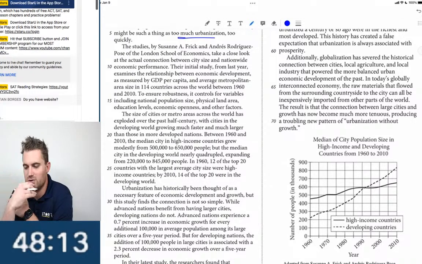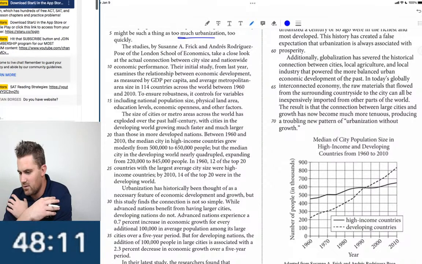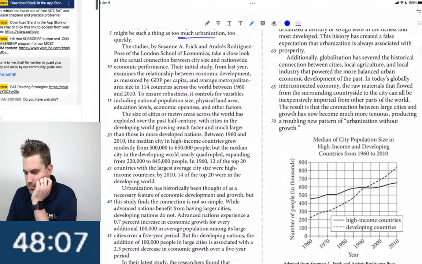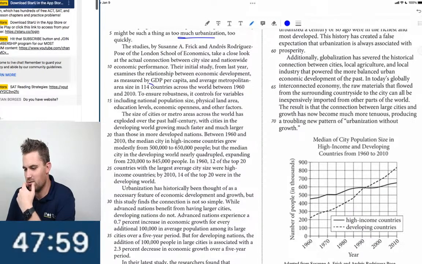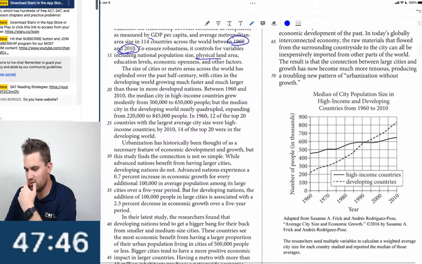The studies by Susan Frank take a close look at the actual connection between city size and income. Their initial study from last year looked at the relation between economic development and average metropolitan area size across the world between 1960 and 2010, including national population size and physical land area. Okay, good. The size of cities.